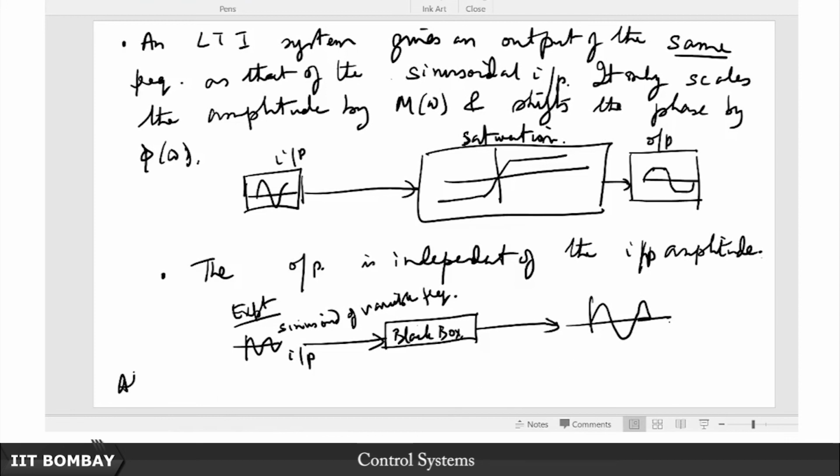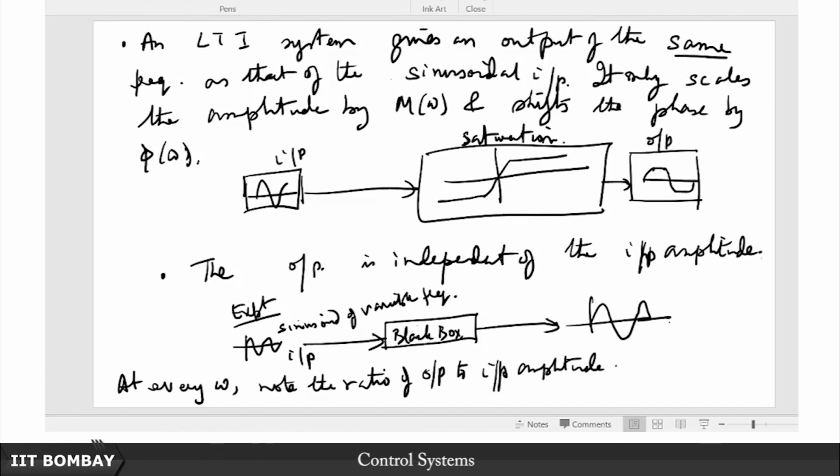So at every omega, note the ratio of output to input amplitude, and that gives you M of omega. By the same token, so I am not writing it down here, if you look at how much phase shift had happened. So for example, you have this reference frame, you give a sinusoidal input of particular frequency and you look at the output and see how much phase shift has occurred. That will give you your phi of omega.